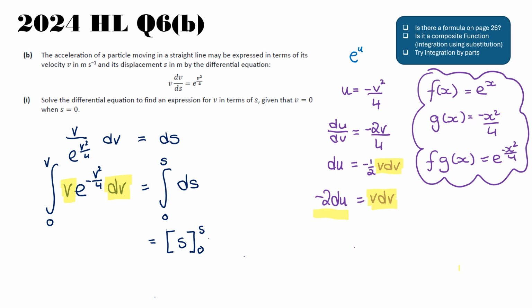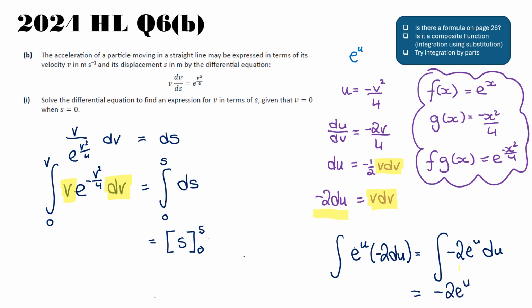So what that becomes, for a nice simple little integration, is e to the power of u times minus 2 du, which is integrate minus 2e to the power of u du, which, very straightforward, is just going to give us the exact same thing. So minus 2e to the power of u.